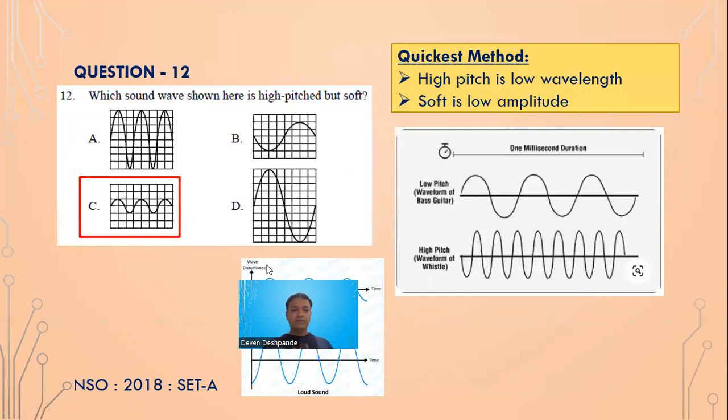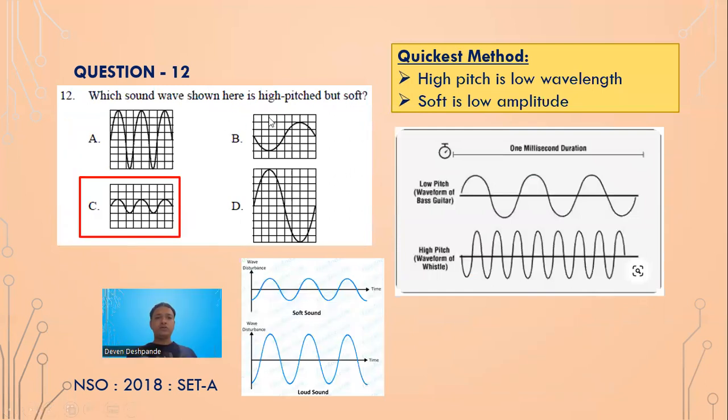Okay, next one. Which sound wave shown here is high pitched but soft, isn't it? So high pitch is where the wavelength is low, the waves tightly packed together. So this is a low pitch sound. The trumpet of an elephant is a low pitch sound. But when you scream at a very high pitch, it's a high pitch sound. Or a whistle. A whistle is a very high pitch sound where the wavelengths are low. The wave is squeezed together.